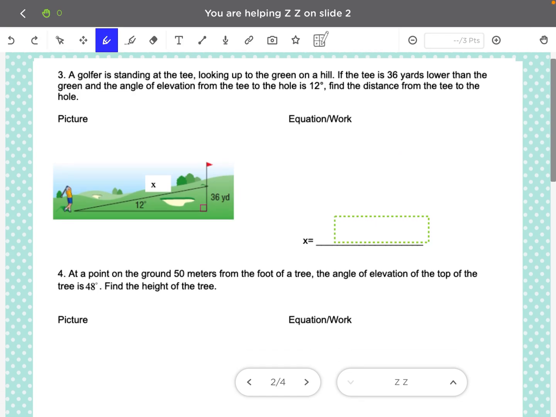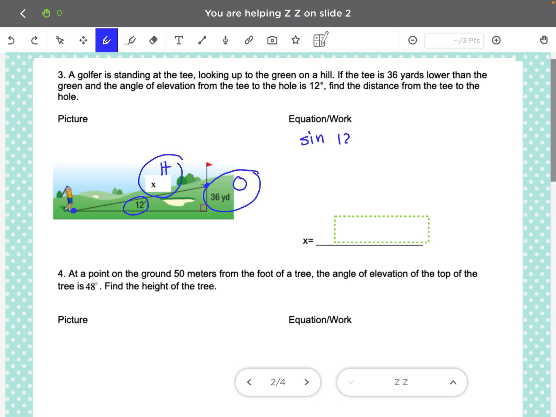Okay, in this picture, we've got a golfer standing at the tee. The picture is given, and we're looking for the distance from the tee all the way to the hole, which is my X. So again, start with the angle that's given, and let's label our triangle. This is my H, this is my O. So I want to use the O and the H, which will be the sine.